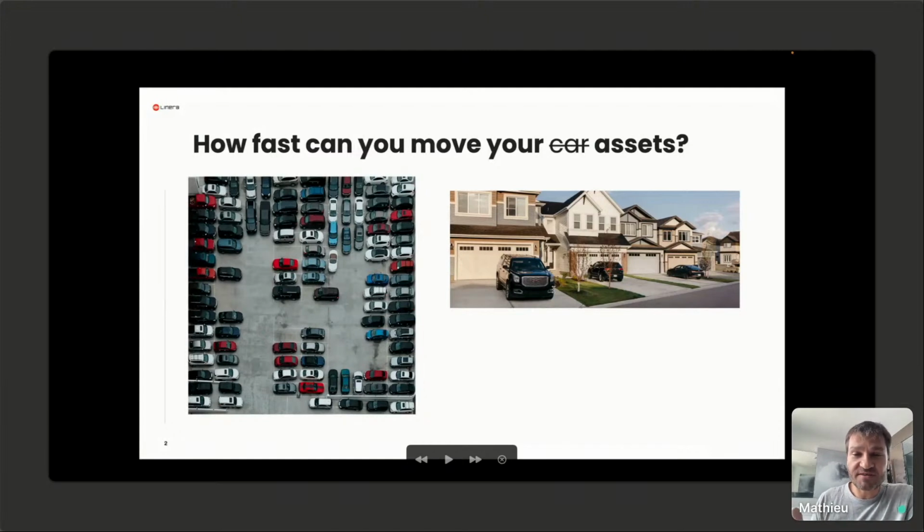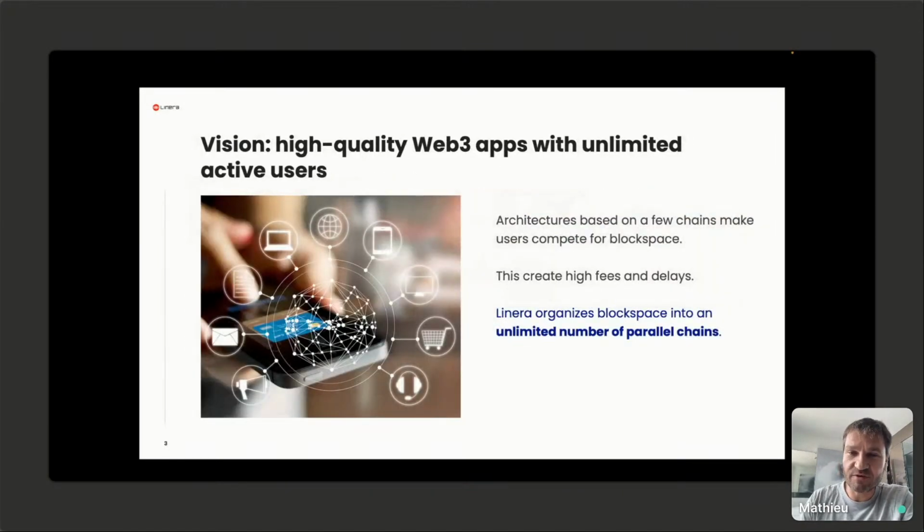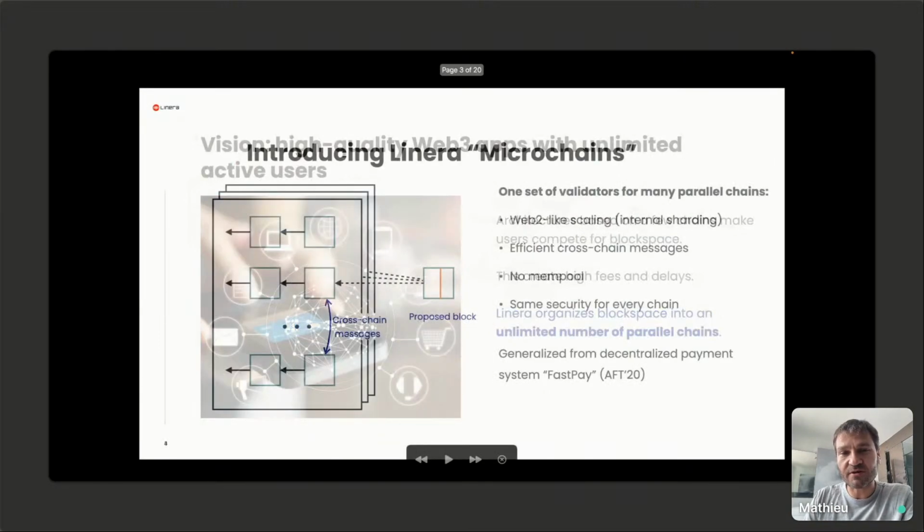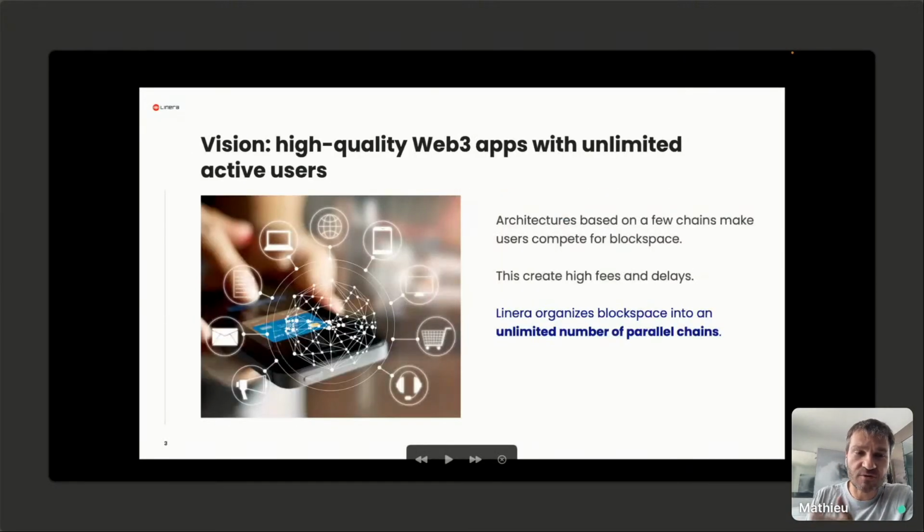So when you have your own block space, what we're saying is essentially that you can take your assets and move them out of your chain whenever you want, and that's what we're building for. In general, Linera is an infrastructure where we want to really prioritize high quality interactions for Web3 applications, and especially high quality when the number of active users is unlimited, so at internet scale.